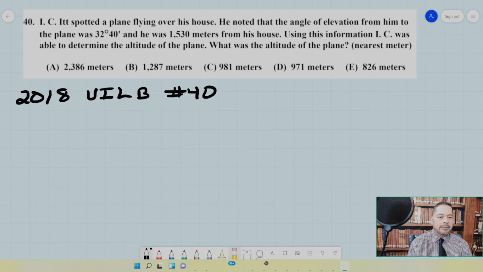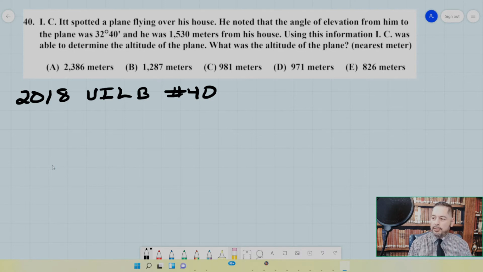All right, so our next problem is 2018 UIL B number 40. Let's read the problem. It says, I see it, some more Larry White humor. I see it spotted a plane flying over his house. He noted the angle of elevation from him to the plane was 32 degrees and 40 minutes, and he was 1,530 meters from his house. Using this information, IC was able to determine the altitude of the plane. What was the altitude of the plane to the nearest meter?